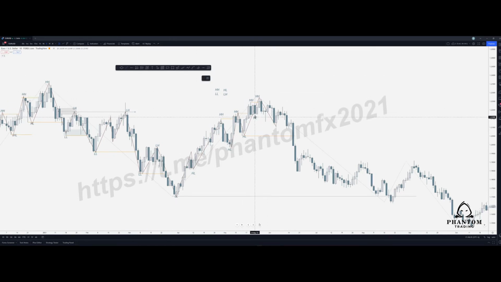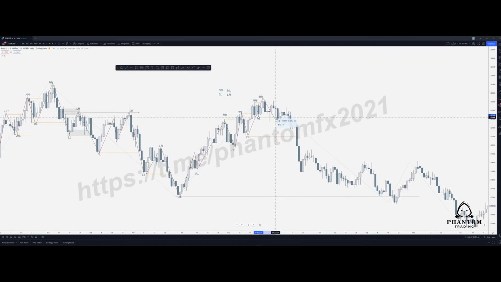But if you want to see it that way, what you would say is, okay, you made the higher high. We should have gotten a higher high from this level, but price closed below it here. It wicked it here, but it properly closed below it here. This was the first indication of bearish price action.